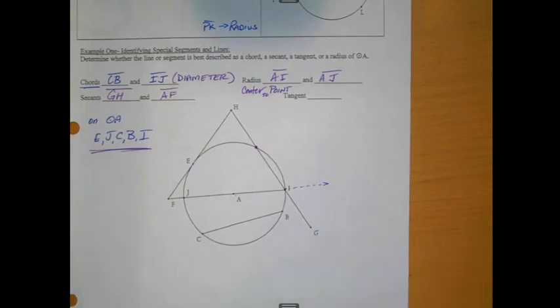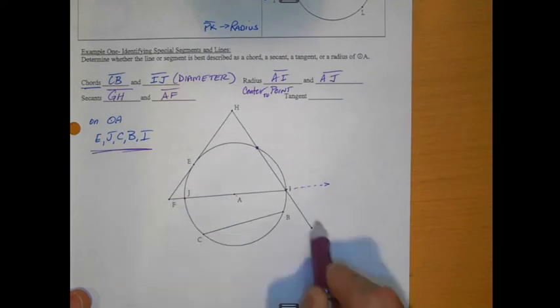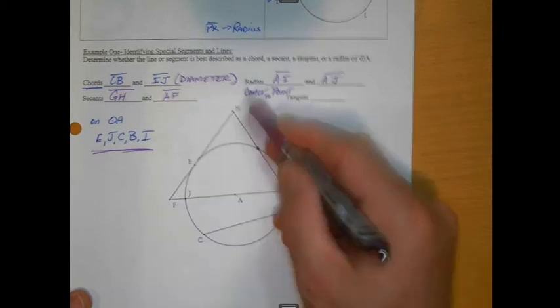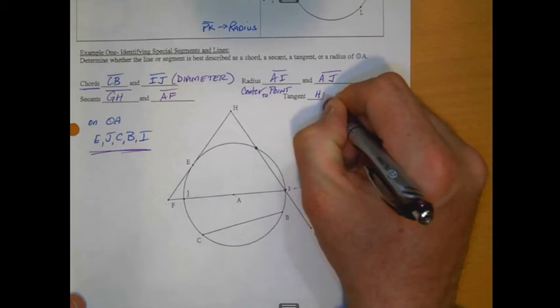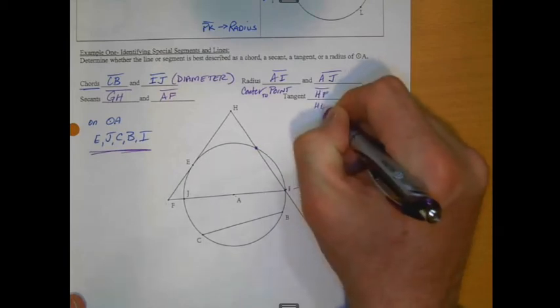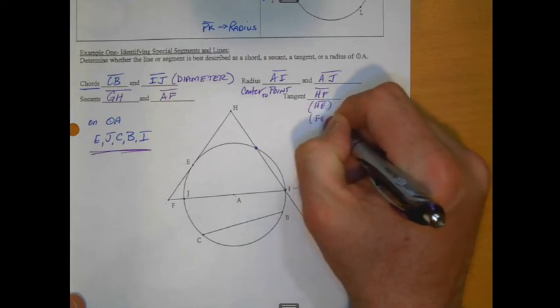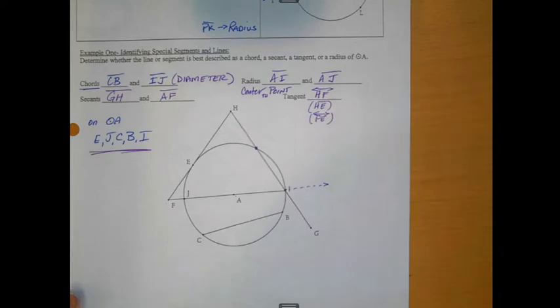And the tangent has to hit the circle at exactly 1 point. The only time that a line hits the circle twice, that's the secant. This is a chord, this is a diameter or a chord, this is a secant. Here's my tangent. So in the tangent, you can go H to F, you can go H to E, you can go F to E, E to F, E to H. It does not matter. Okay?